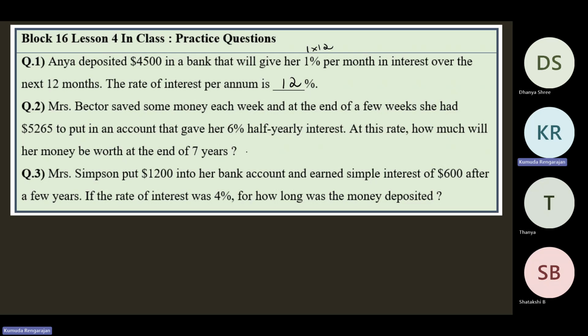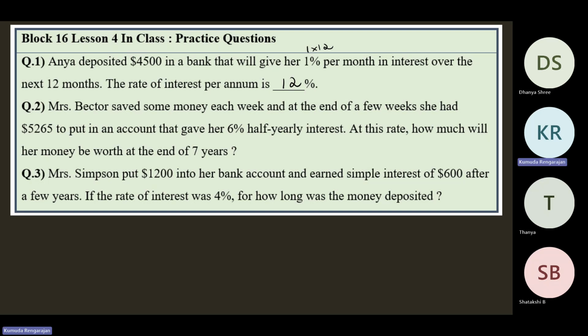She saved that money in 10 weeks time, 20 weeks time. That's not going to matter to answer the question. What matters is how much money did she put in the bank? How long she needed to save that money is not needed. So Mrs. Bector saved some money each week, and at the end of a few weeks, she had $5,265 to be put in an account. So the principal is 5,265. That's it.